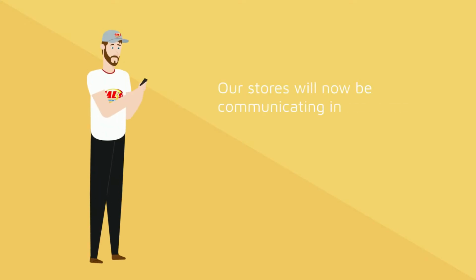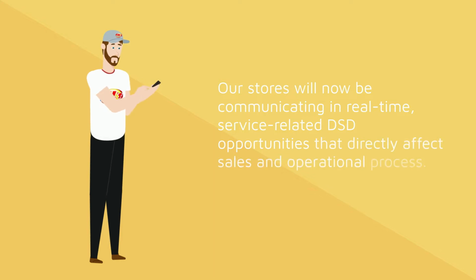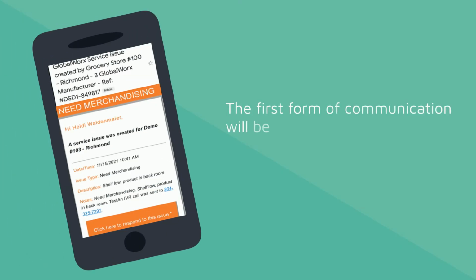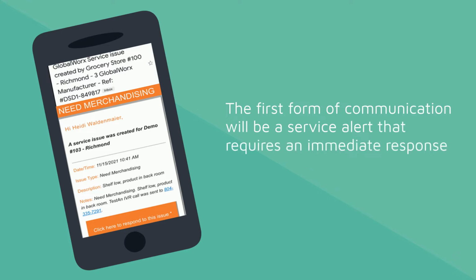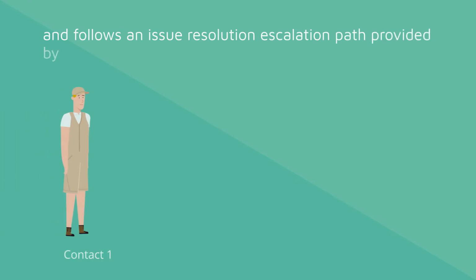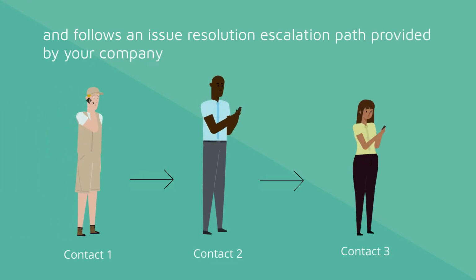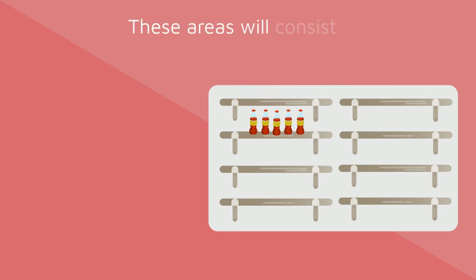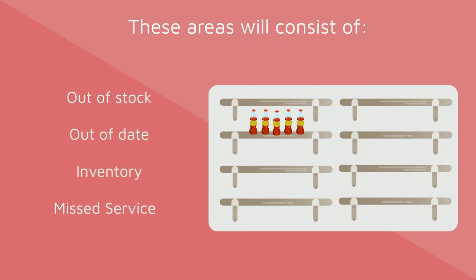Our stores will now be communicating, in real-time, service-related DSD opportunities that directly affect sales and operational process. The first form of communication will be a service alert that requires an immediate response and follows an issue resolution escalation path provided by your company. These areas will consist of out of stock, out of date, inventory, and missed service.